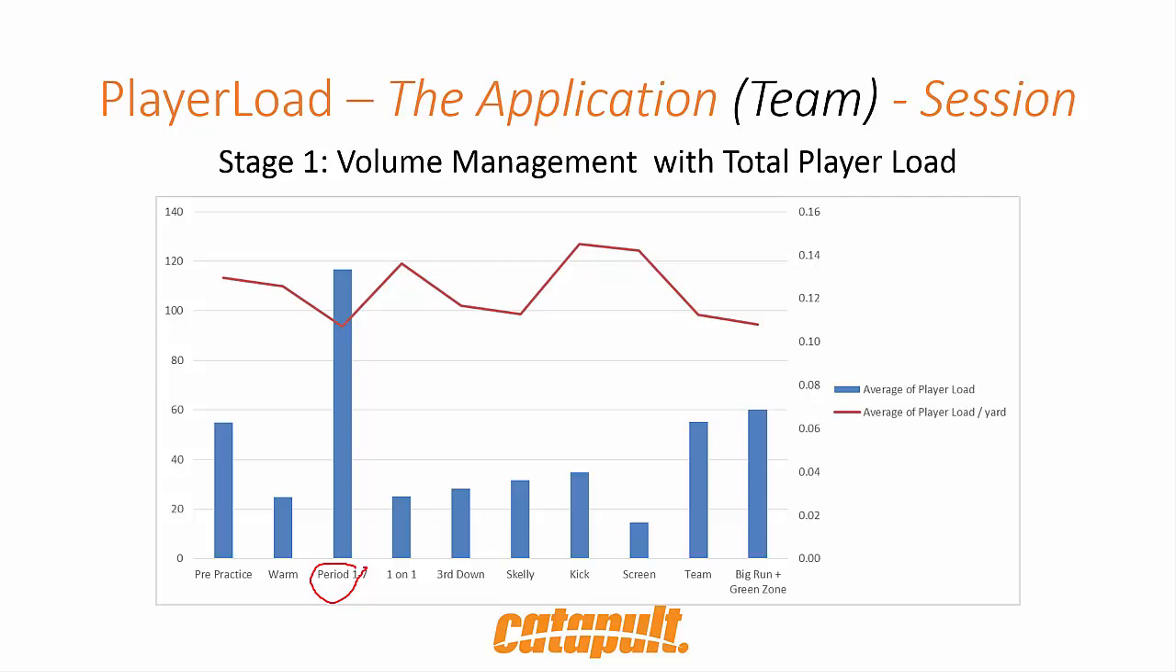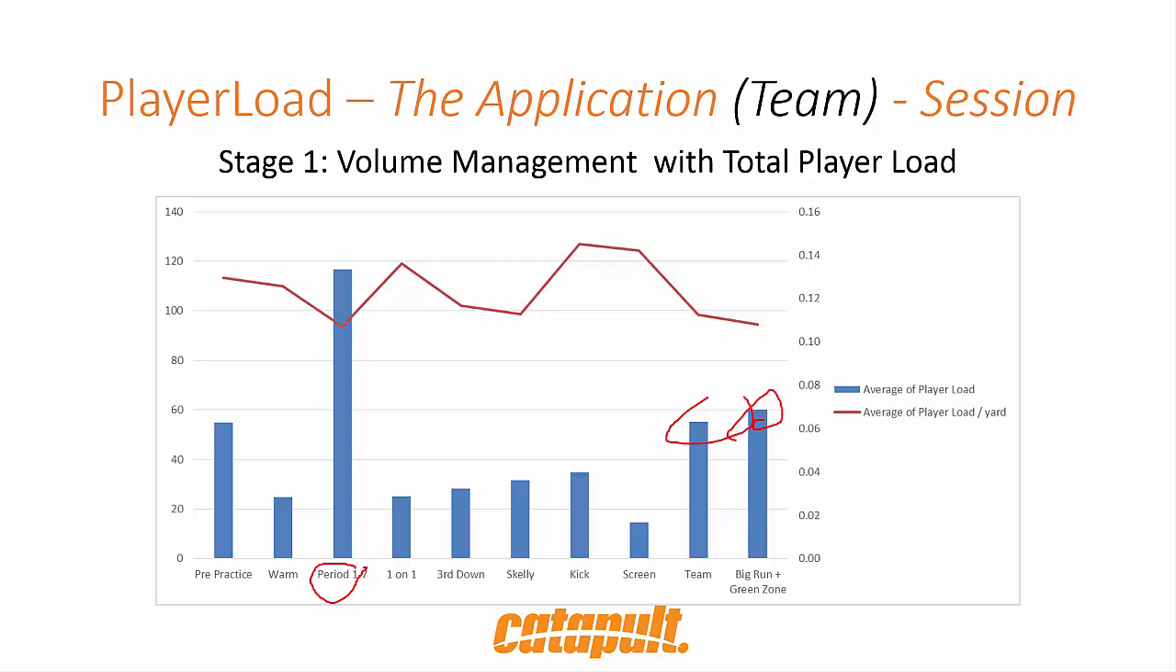But what we're able to gain from this is essentially see what demands are harder in practice, and you can see just the team and the big run in green zone being a pretty big chunk considering these are 1 period and 2 periods long. So the demand of those and the tempo of those are going to be drastically different.